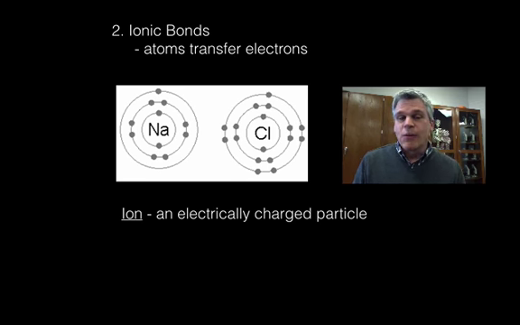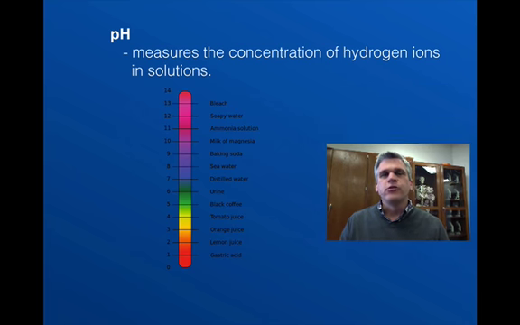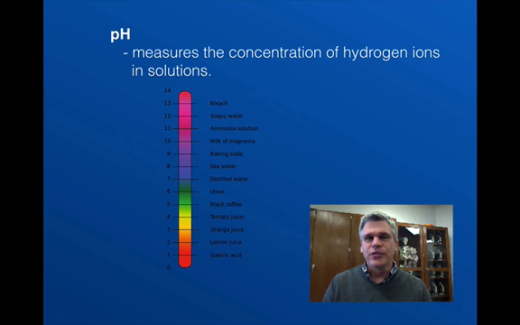In biology, however, we don't usually call them ions. Biologists refer to ions as electrolytes. So in your bottle of Gatorade, you have water and a bunch of ions, essentially. An important ion is hydrogen. We measure hydrogen using something called pH. And specifically, pH measures the concentration of hydrogen ions in solution.